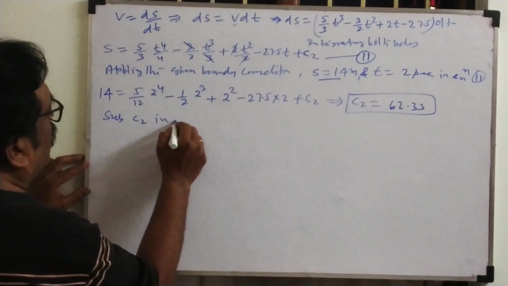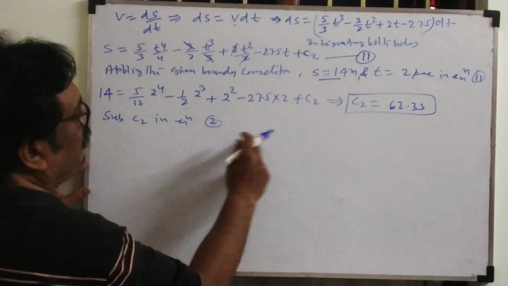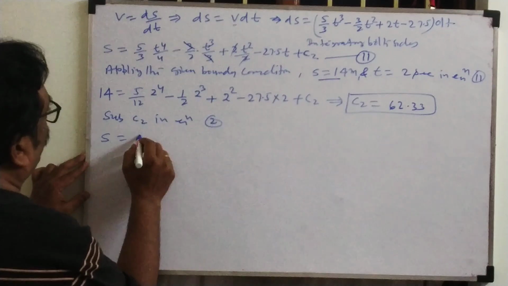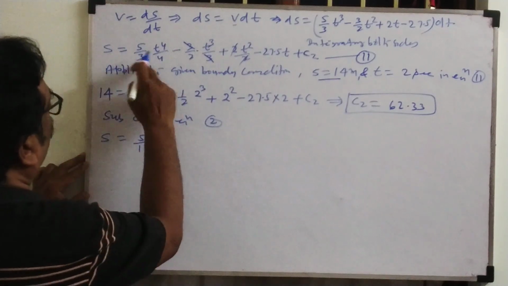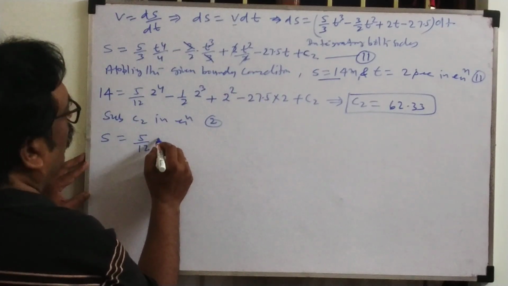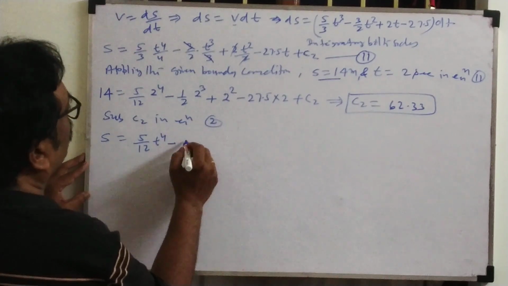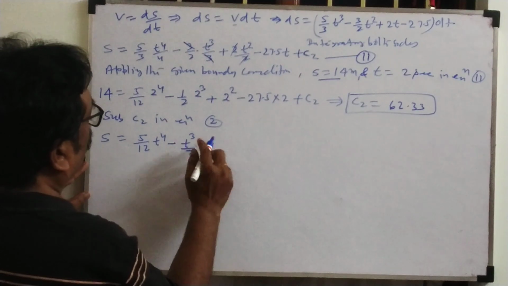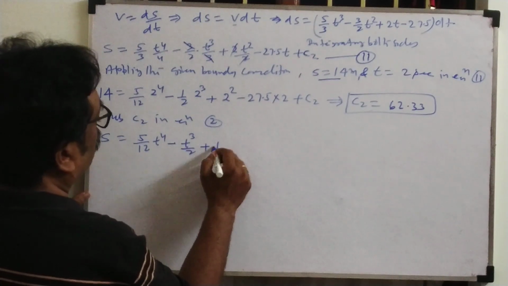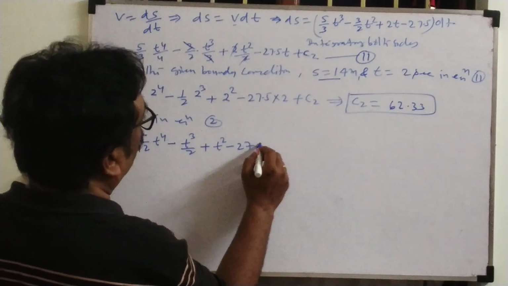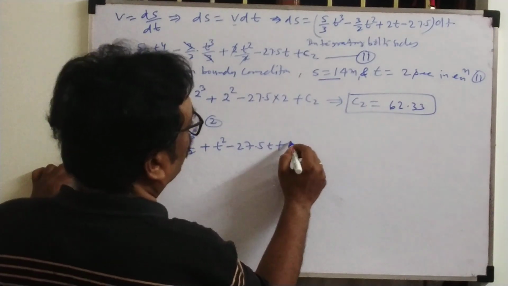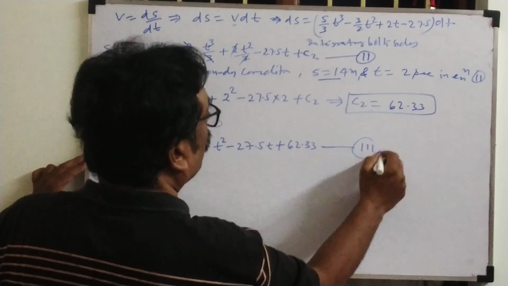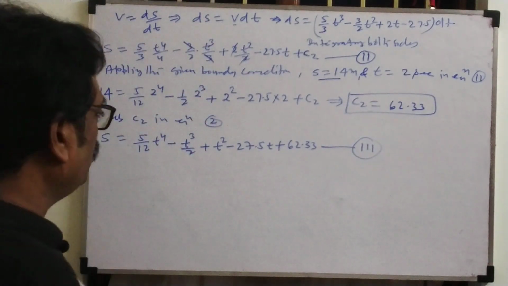So now substitute this c2. Substitute c2 in equation 2. Once substituting c2 in equation 2, we will get the displacement equation: 5 by 12 t power 4 minus t cube by 2 plus t square minus 27.5t plus 62.33. This is equation number 3. We got the displacement equation.